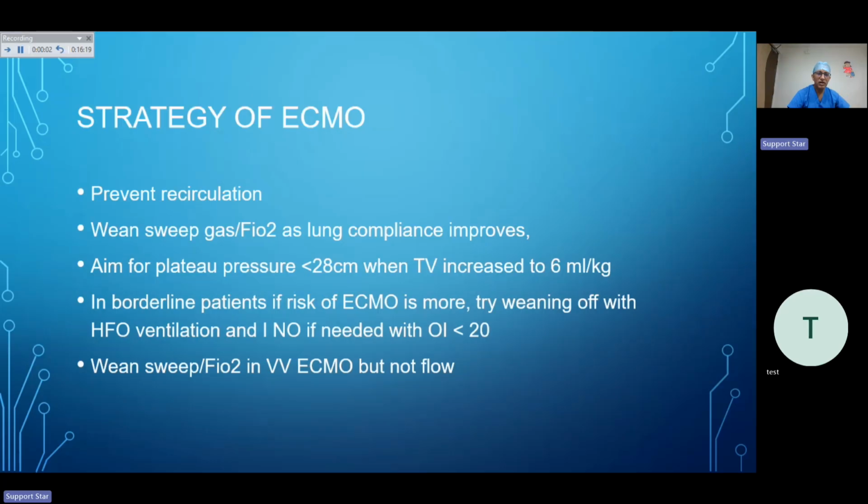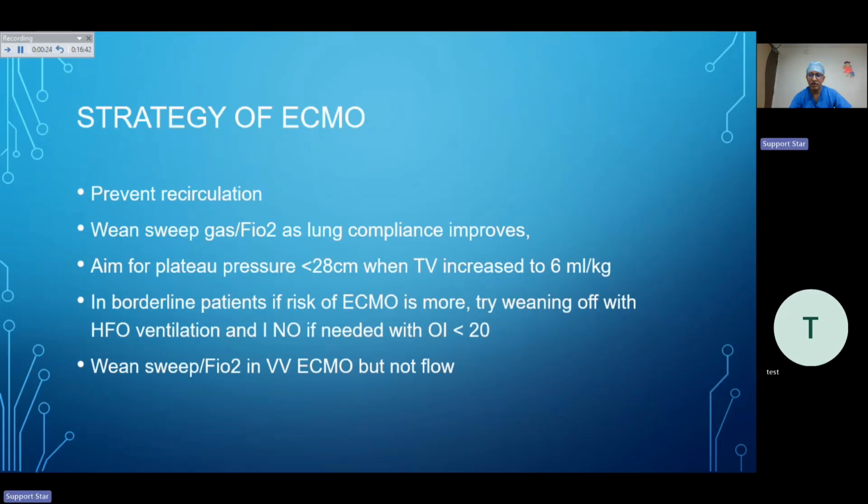The strategy of ECMO in VV ECMO is to prevent recirculation. Once the patient improves, the compliance improves, the tidal volumes improve, and the plateau pressures are less than 28. So increase your ventilation. With that, the patient's compliance is better, and the chest X-ray is getting better. Then wean your sweep gas or FiO2, and then start weaning off your patient.